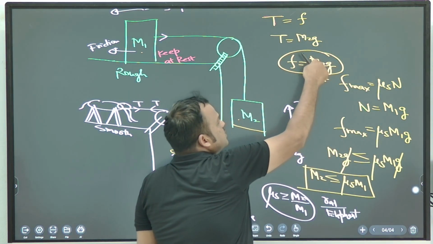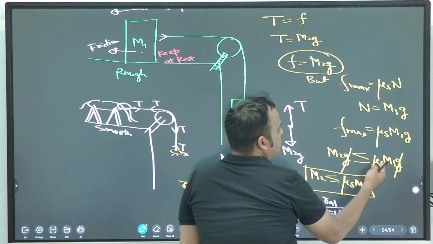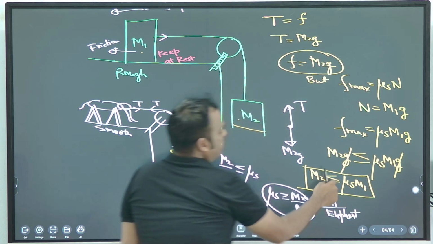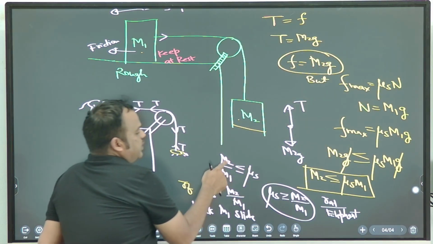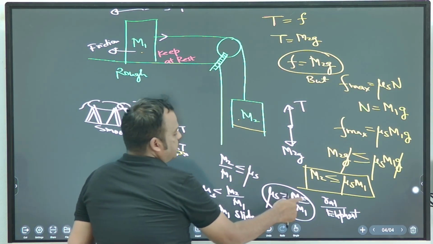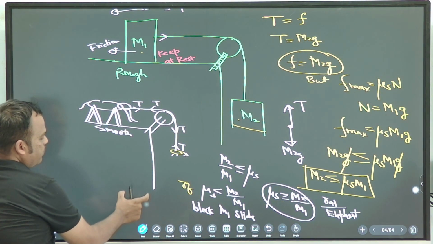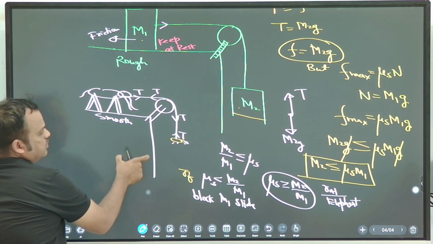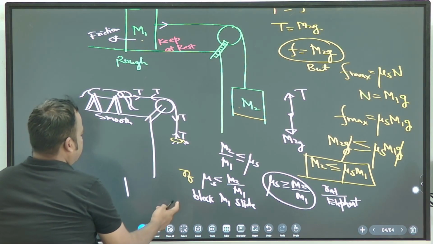Right now the friction is M2G, and M2G must be less than or equal to mu s M1G. G cancels. So M2 is less than or equal to mu s M1. So mu s is greater than or equal to M2 by M1. Correct? Clear? Mu s greater than or equal to M2 by M1.